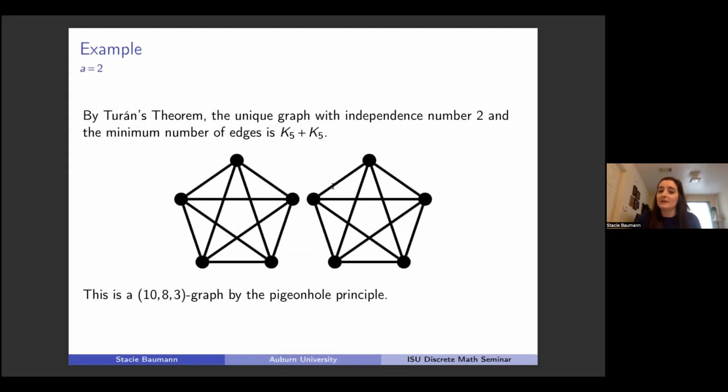Okay, so what about independence number 2? Again, we can just use Turán's theorem. The minimum graph in general, if we're ignoring the (10, 8, 3) requirement, with independence number 2 is K5 plus K5. And that just so happens to still be a (10, 8, 3) graph. This is pigeonhole: if I take any 8 vertices here, at least 3 of them are from the same component, and that's a (10, 8, 3) graph.